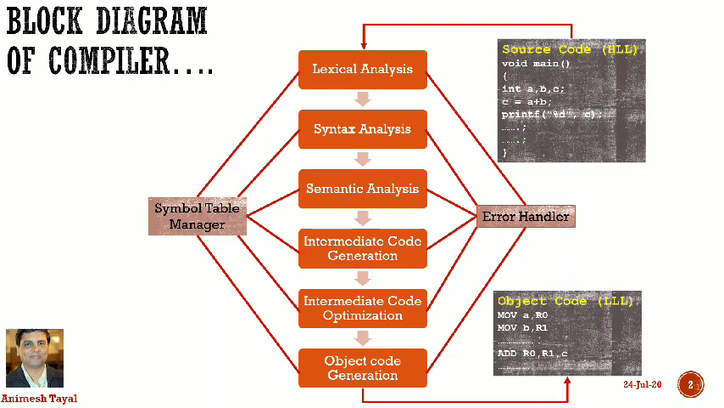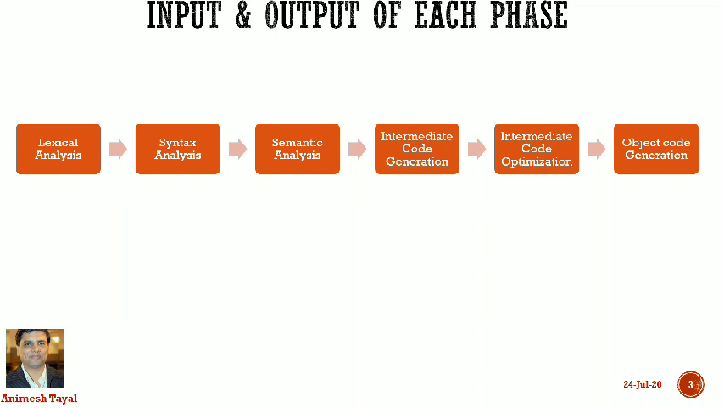Here, next is, we will discuss all the phases with input and output with using some example. So next is, input and output of each phases. So these are the 6 phases of compiler.